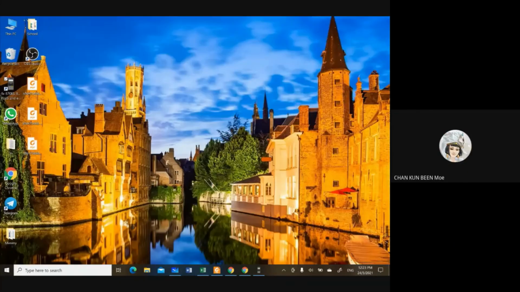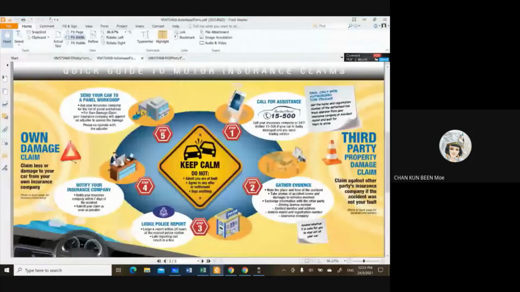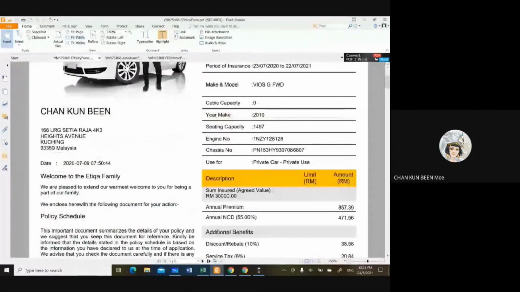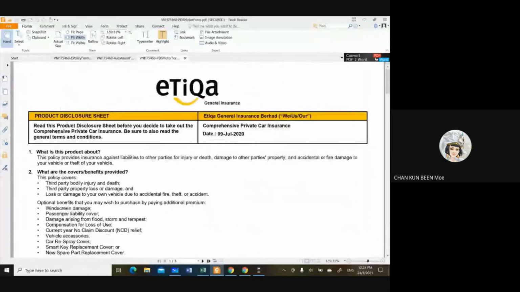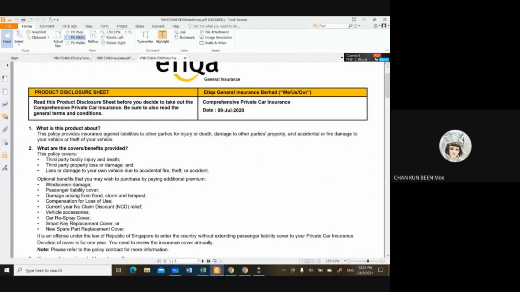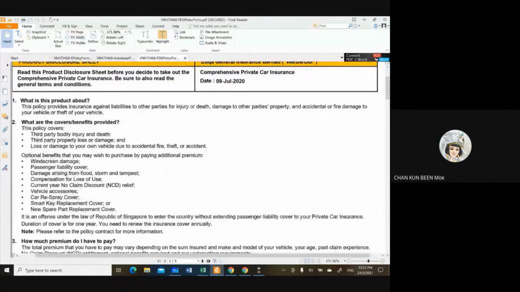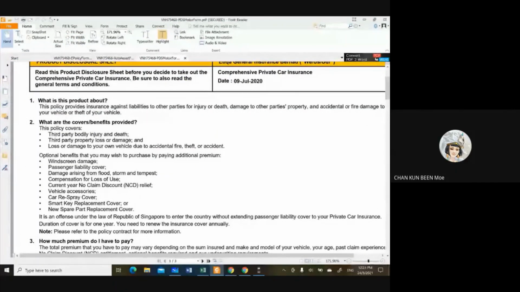Okay, I show you one of the policy that I have bought last year that is for my car. Not this one. This one. I'll show you this one first. Okay, so I bought the policy from the Atika. So you can see they show you everything. Okay, what are the covers or benefit provided?